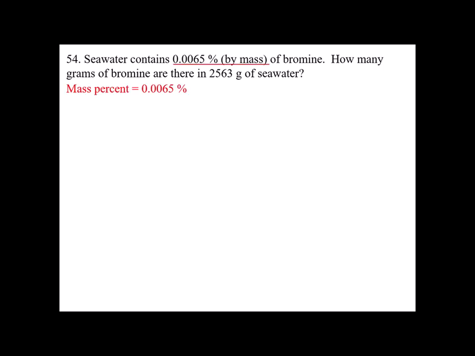So again, we need to find out what we have. We have a mass percent of 0.0065%. We have the mass of bromine, which is what we're looking for. And the mass of the seawater is 2563. I didn't say mass percent of what, but you see here it says of bromine. So is bromine going to be the part or the whole? It's going to be the part because it's the mass percent of bromine.